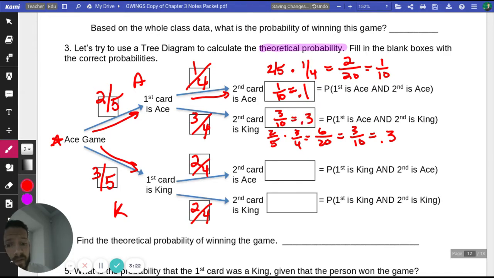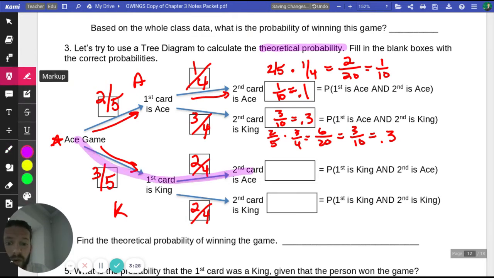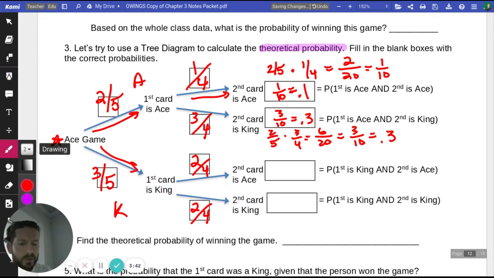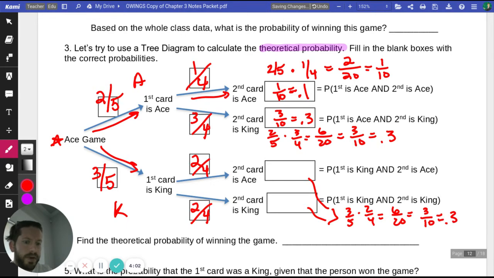Same thing on the bottom half. The good thing is, we're going to take 3/5 and then multiply it by 2/4. If we go that direction and go king ace, or if we go king king, it'll be the same multiplication. So either of these are going to be 3/5 times 2/4, and we multiply across. That'll give us 6 out of 20, which will give us, again, 3 out of 10, or 0.3.